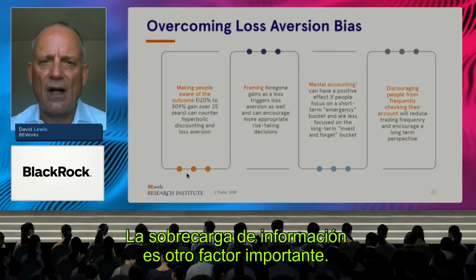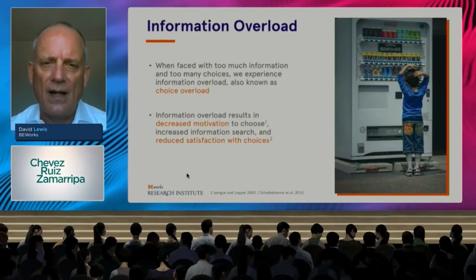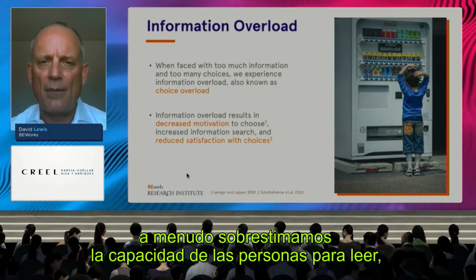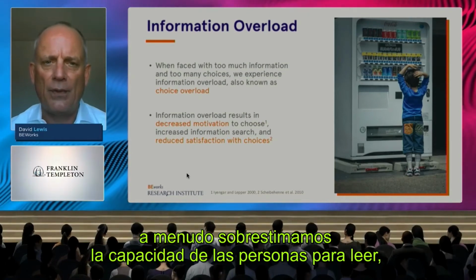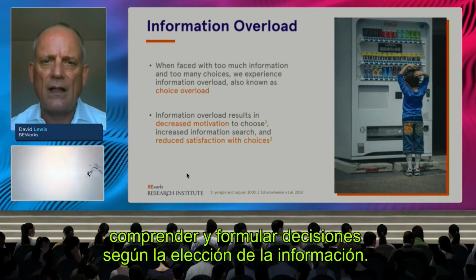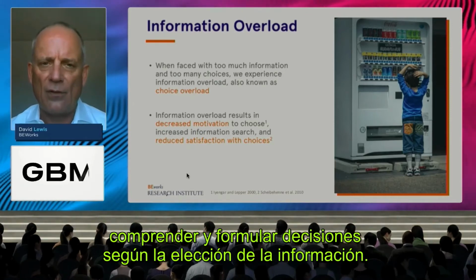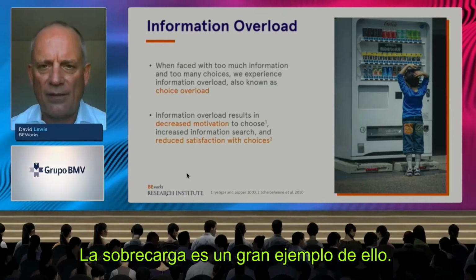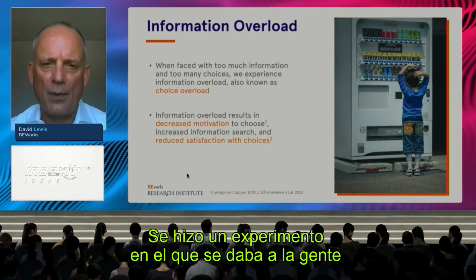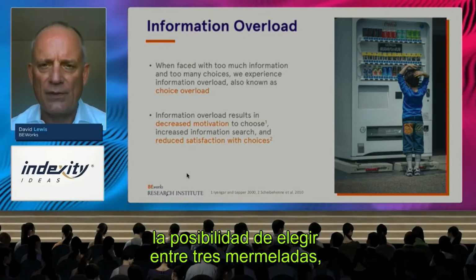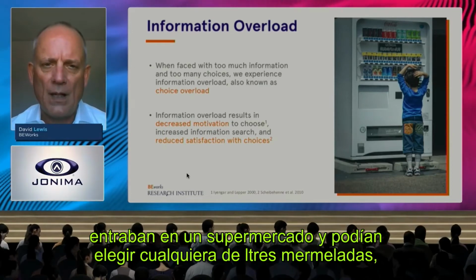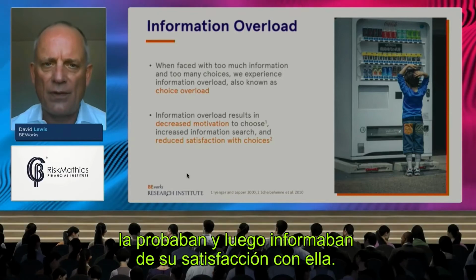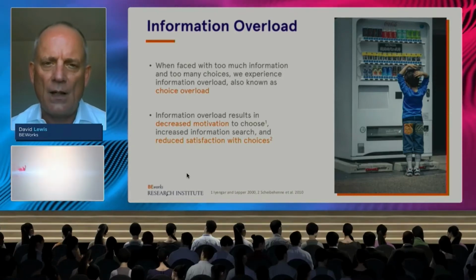Information overload is another significant factor. As financial industry experts, we often overestimate the ability of people to read, comprehend, and formulate decisions based on information. Choice overload is a great example of this. There was an experiment done where people were given a choice of 3 jams. They went into a supermarket and they could pick any one of 3 jams and they would taste it and then they'd report their satisfaction with it.